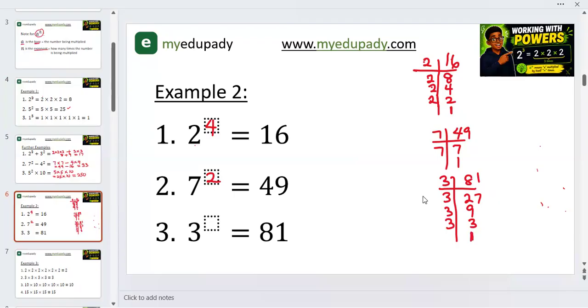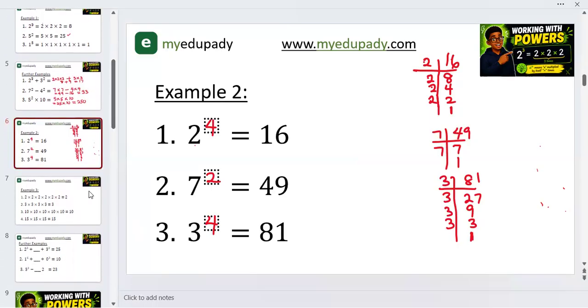So I have to multiply 3 in 4 places to get 81. So this is 3 exponent 4. So 3 to the power of 4, or 3 exponent 4, gives us 81. I hope you now understand this section. Let's move to the last part.